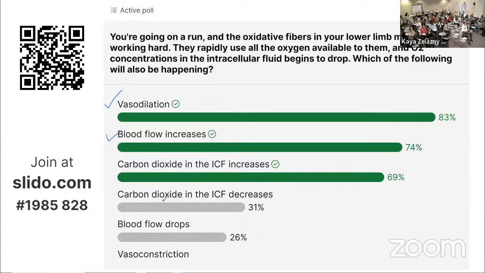Okay. So carbon dioxide decreasing would happen when the tissue is going back to rest and not doing this metabolism. And that's when we might want to constrict that blood vessel down, dropping blood flow, because we don't need all that movement of carbon dioxide anymore. We don't need to deliver as much oxygen. So these three would be the opposite situation, basically.